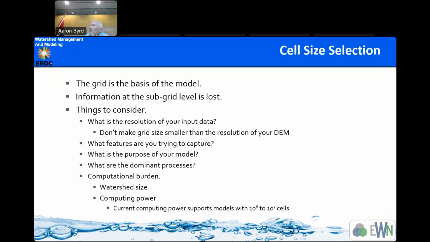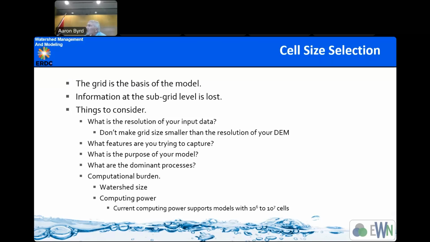So what's the purpose of my model? Am I trying to capture something very fine, or something very coarse? That's going to affect how big of cells I want to use. And then, what are the dominant processes? You want to try to capture your dominant processes. You want to keep slopes in. You can get too coarse and lose slopes, and that's something to think about.